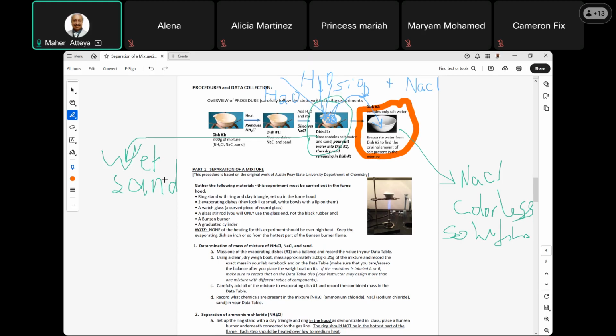First time 5 mils, the second time 2 mils. Decant the whole liquid in the other side. Now I'm ready to heat dish number one by itself to dry. So I'll go heat and dry. This is dish number one.